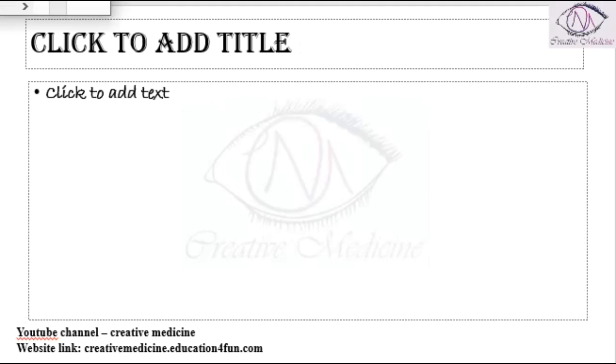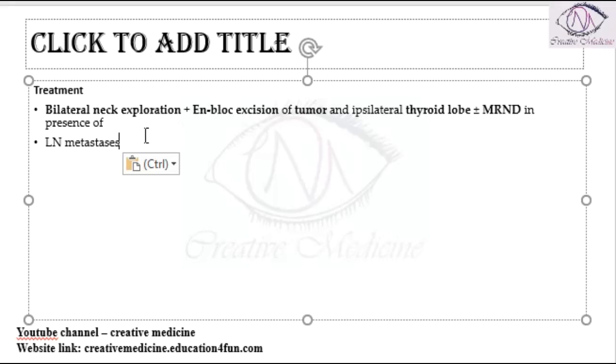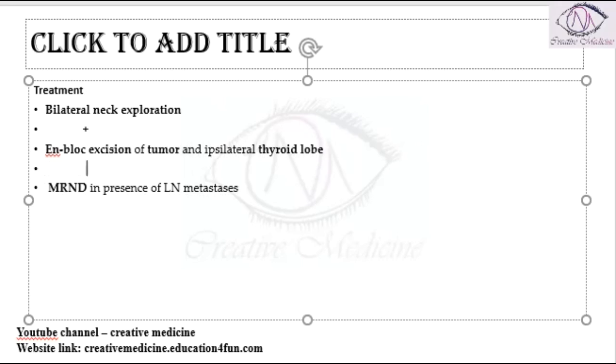Then how are you going to treat parathyroid carcinoma? Because it is a carcinoma, you should resect the parathyroid gland along with neck exploration. You will do bilateral neck exploration with en bloc removal of the tumor, and you will also remove the ipsilateral thyroid lobe. Plus or minus, you do a modified radical neck dissection if there is lymph node metastasis.